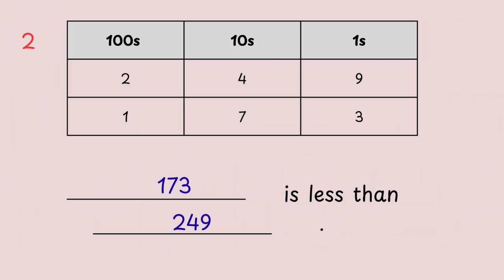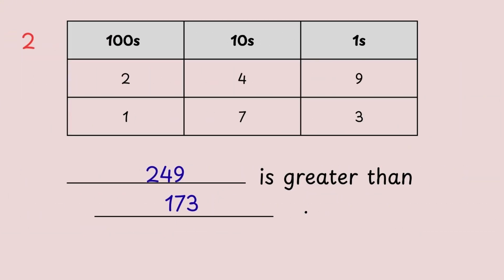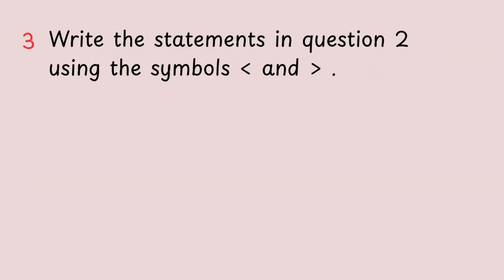173 is less than 249, or 249 is greater than 173. So remember that when comparing our numbers, we have to always check the hundreds place first. Question number 3. Write the statements in question 2 using the symbols less than and greater than.